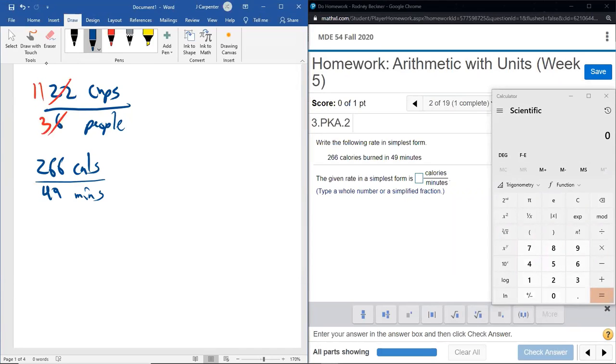Now you might say, well, maybe 2. Well, sure, 2 goes into the top. 2 goes into 6 3 times, and you can just keep dividing it. You'll get 133. But 2 is not going to go into 49 evenly.